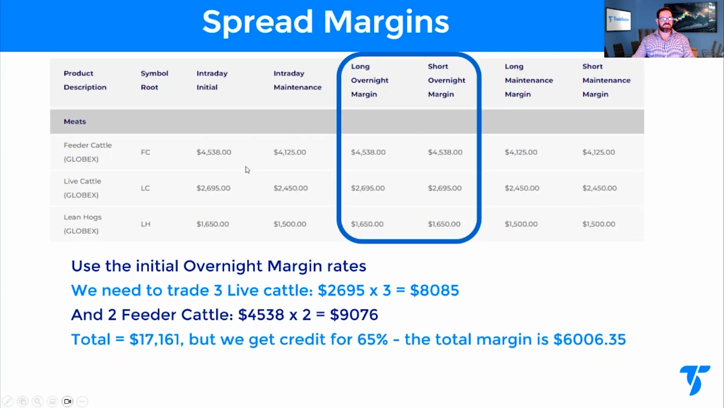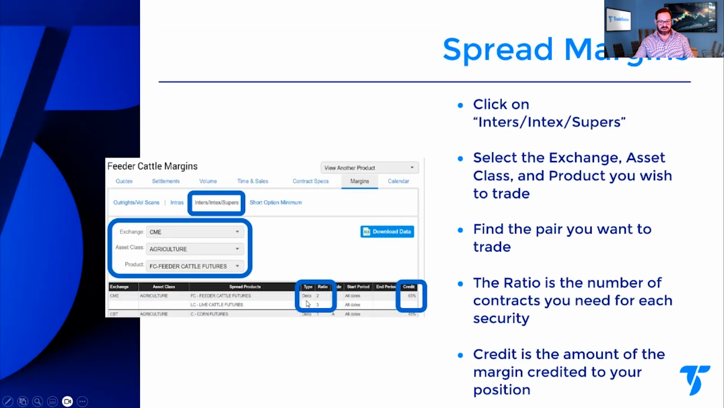Now, when you go for the spread margins, again, we use the initial overnight margin rates. In this case, if we wanted to trade 3 live cattle, you can see that the long overnight margin rate for live cattle happens to be $2,695 per contract. Times 3, that's $8,085. And the ratio I need is 3-to-2. I think it showed that on the previous page, right? Yeah, there it is. Feeder cattle 2, live cattle 3.